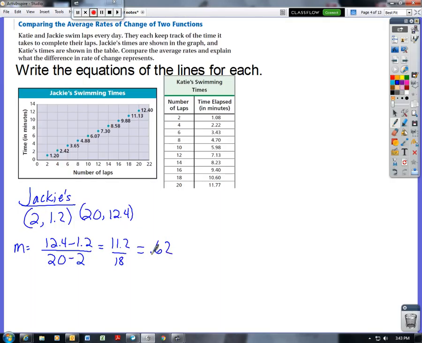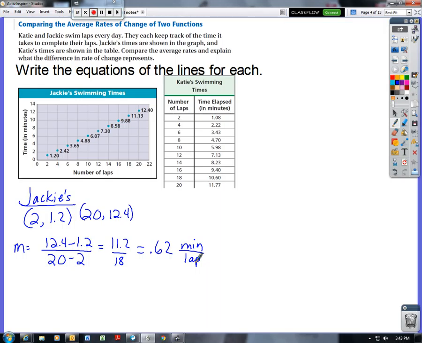And we need to put units on there. Slope is rise over run, so change in y over change in x. The units on the y will go on top, so that's minutes. And the units of the x are laps. So about an average of 0.62 minutes per lap.